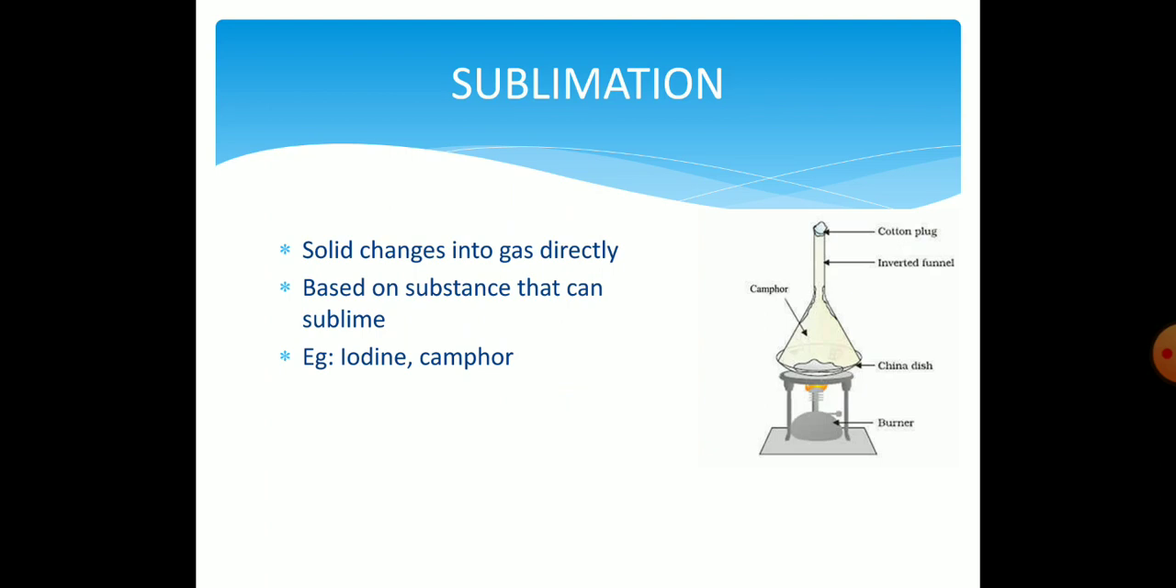What will we do? We take that mixture and keep it in a china dish or a porcelain dish, anything. Then you heat it from the bottom. Then you cover that mixture with a funnel, and at the end of the funnel you put a cotton plug. So what will happen when you heat that mixture? The sublimable substance like iodine or camphor will be converted into vapor directly, and the remaining substance is your pure substance.